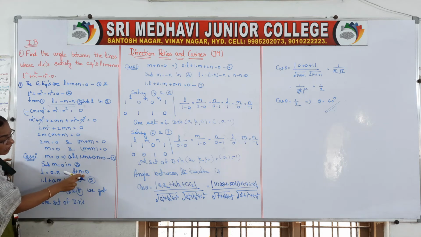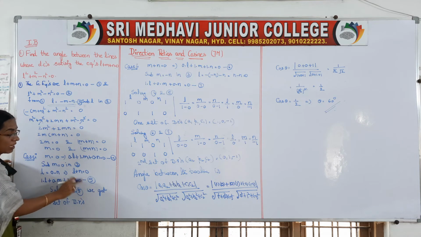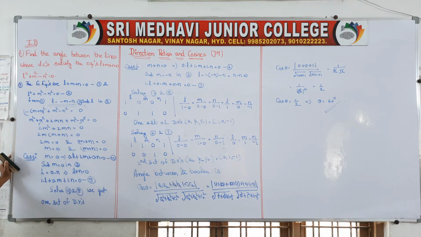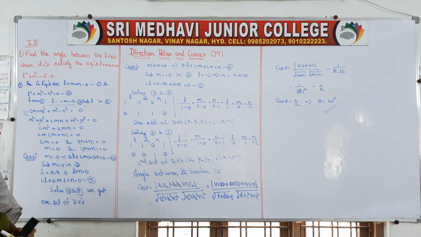Okay. So again, try to write it in LMN form. So 1 into L, no M term, so 0 into M plus 1 into N is equal to 0. Now by solving 4 and 5 we get one set of direction ratios, but we can take another set also.